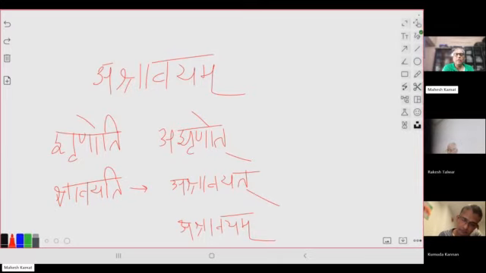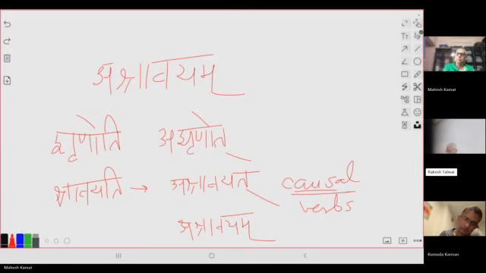These are what are called causal verbs. In English, we call it causal. That means you are not doing something, you are causing something to be done. She is not listening. She is making that boy listen. Good. And you find here the lang lakara of a causal verb.